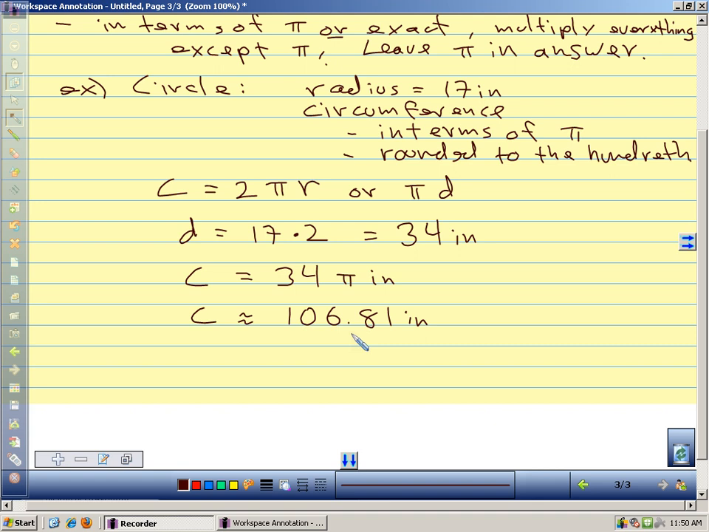Any questions on circumference? Any questions about pi?